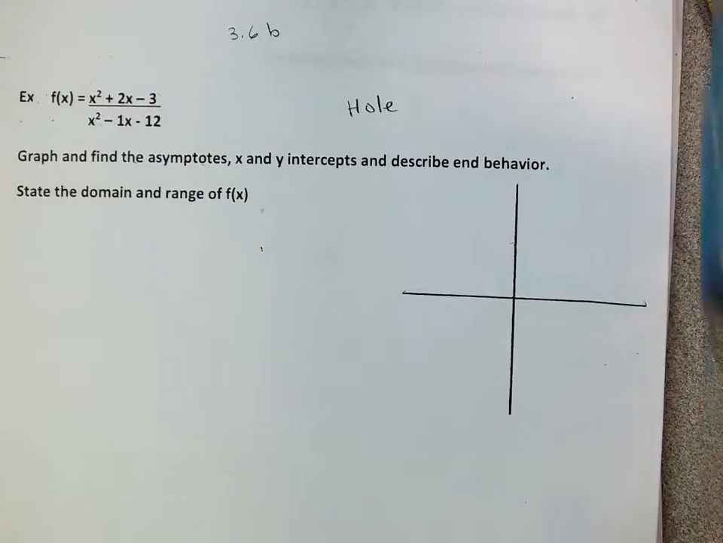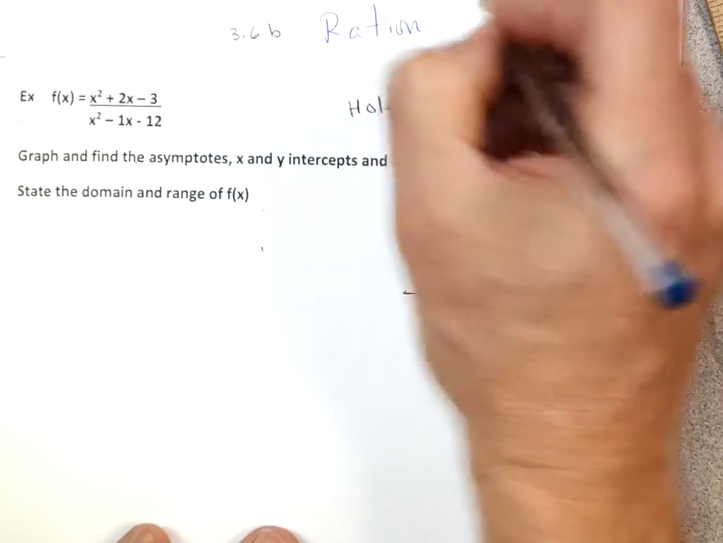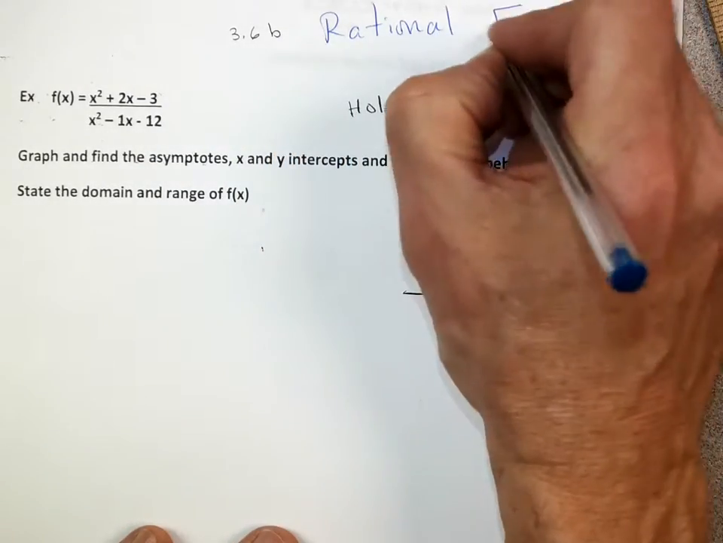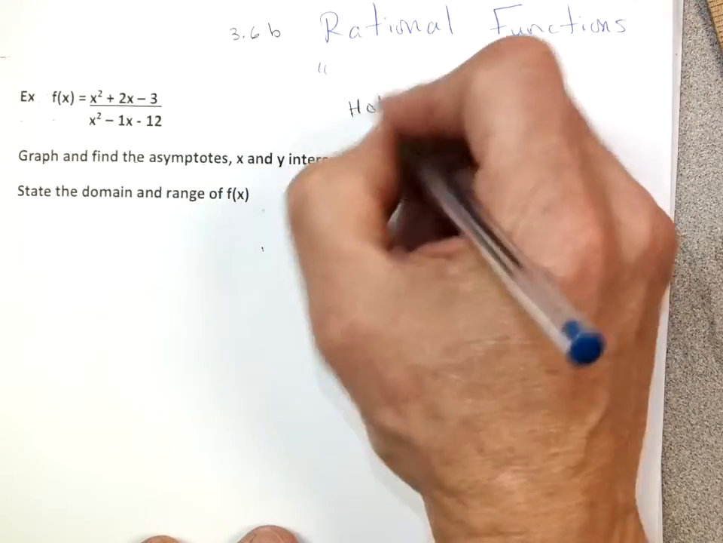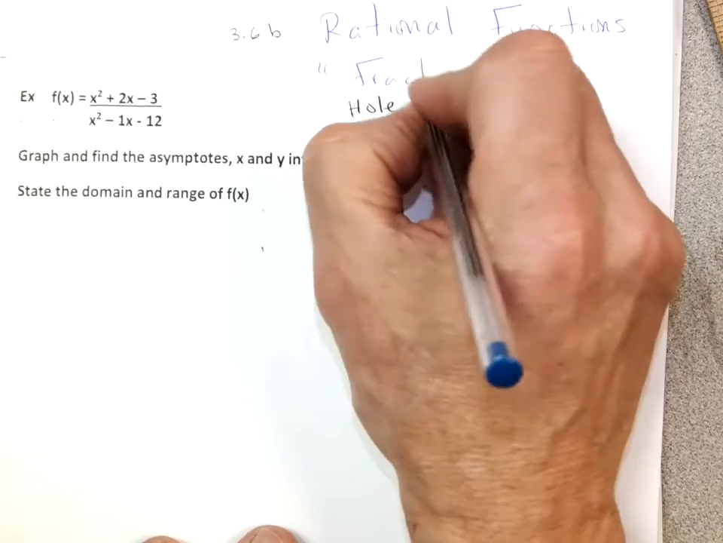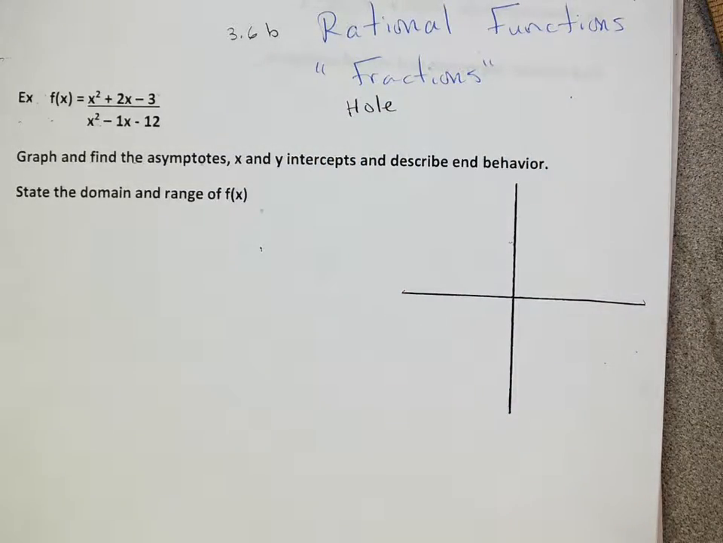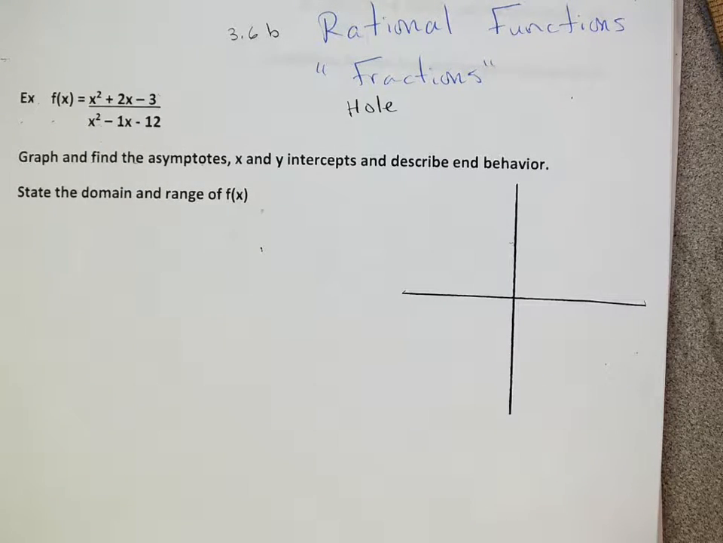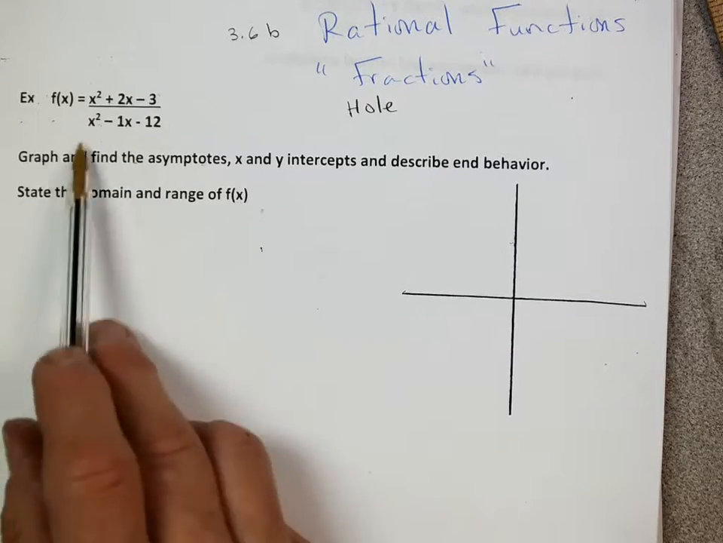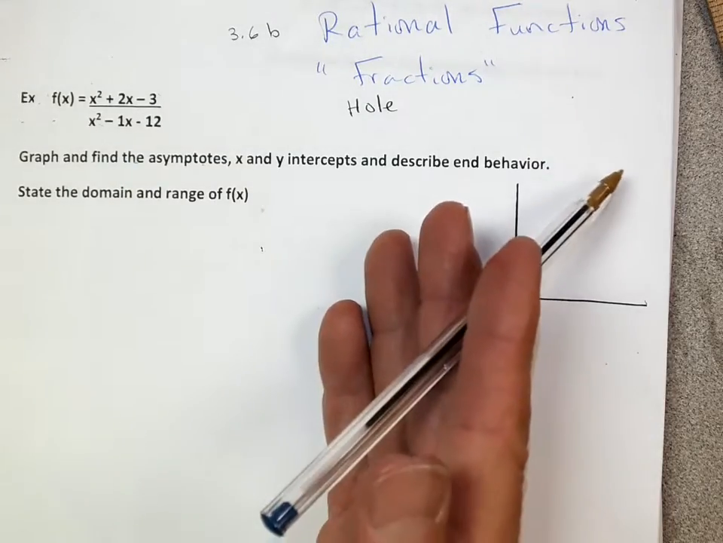Okay, so today what we need to talk about again are rational functions, which is basically fractions. But when we talk about fractions, we're going to have x's in the denominator, which causes some problems because if you have x's in the denominator, then you have the possibility of dividing by 0. If you divide by 0, that's a really bad thing, right?